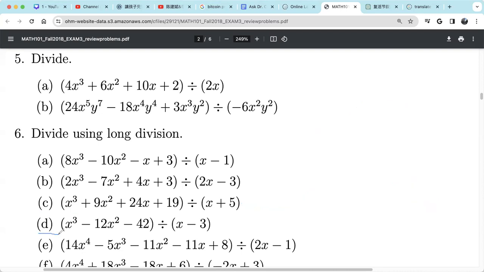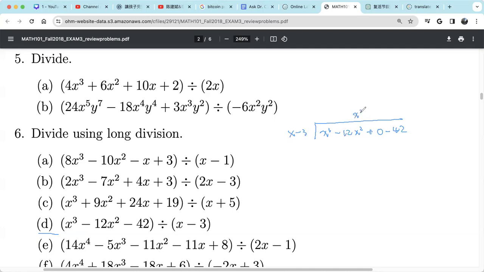Now let's see D. D, we see we're missing x term, right? We have x cubed minus 12x squared, no x term. So we need to make a 0. We need to write a 0 to take the spot for x. So x cubed minus 12x squared plus 0 minus 42, right? Because we're missing x term. So we just put a 0 here to take the spot. Then the divisor is x minus 3.